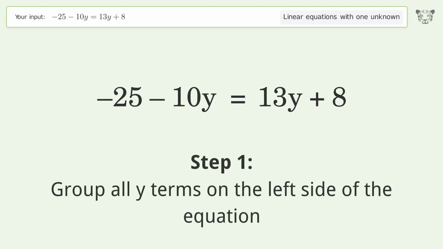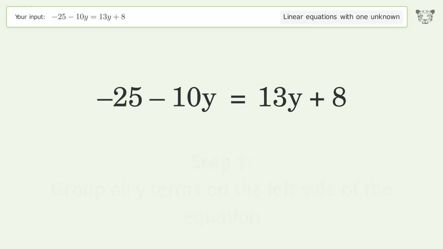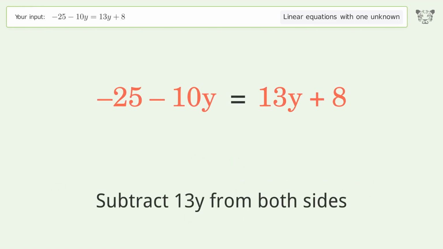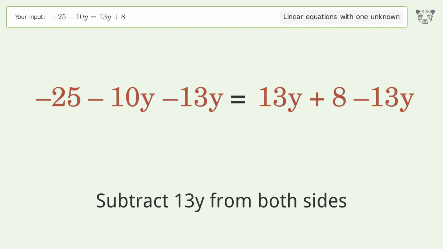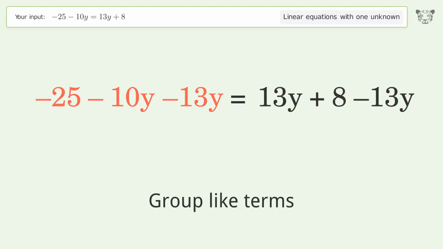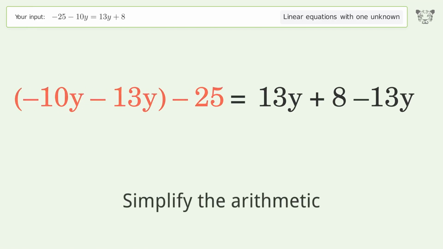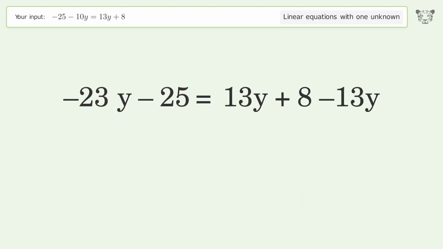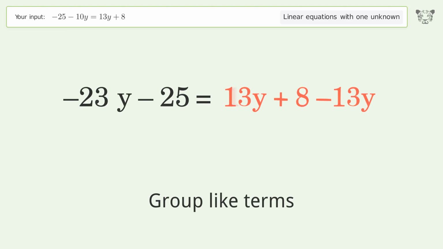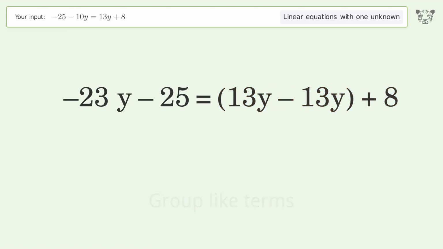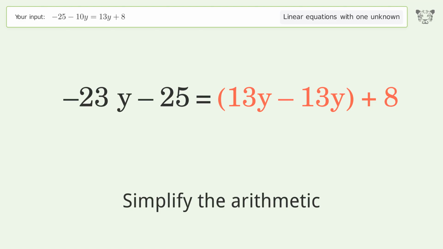Group all y terms on the left side of the equation. Subtract 13y from both sides. Group like terms. Simplify the arithmetic. Group like terms. Simplify the arithmetic.